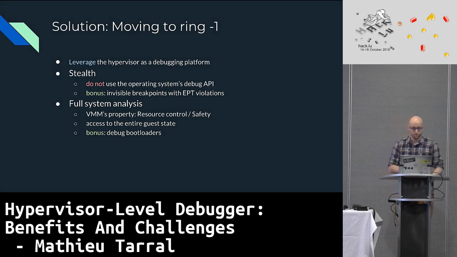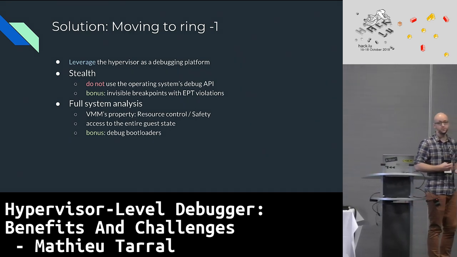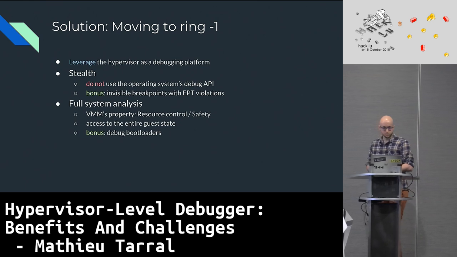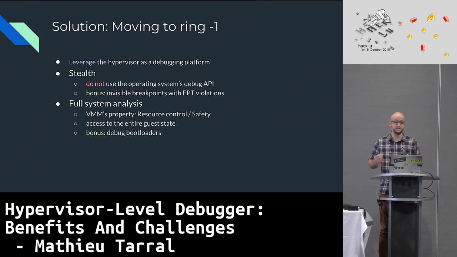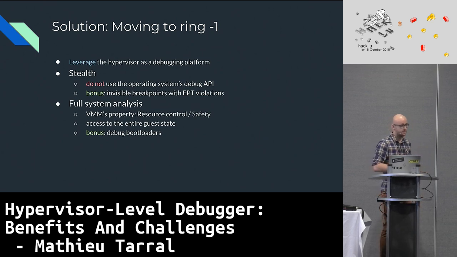So the solution I would like to use is to stop hacking around in the kernel and rebase our entire debugging platforms on the hypervisor itself to gain more privileges. First, what we will gain is stealth, the stealth we need to analyze malware. First, because we are not using the operating system debug API, of course, so we don't leave any traces. And the second thing is that we can use invisible debug breakpoints thanks to EPT violations.